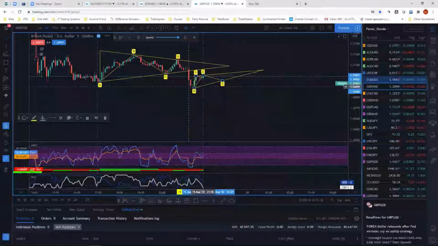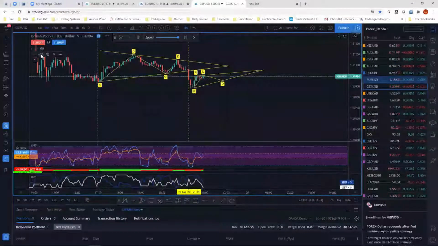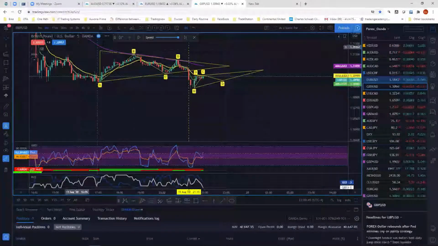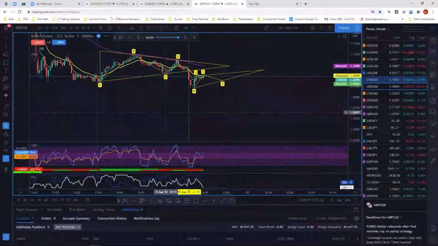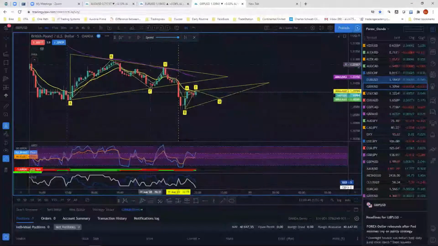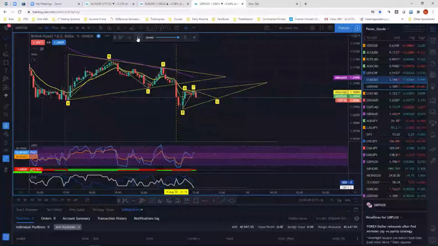Now if it comes down and breaks this, we want to take it again because now this move has come up. Look at your moving averages. You see how this green line came up to the yellow one? It didn't cross it yet. Let's see what happens with the next candle. Let me widen this out here a little bit. Next candle.